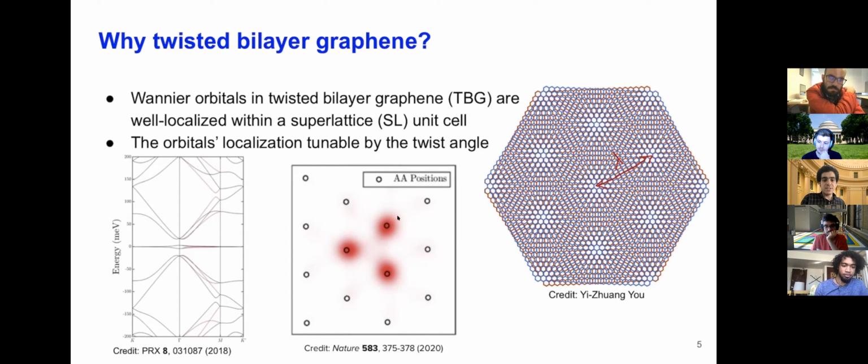These localized Wannier orbitals make twisted bilayer graphene a good platform to study the enhancement that can be related to any confinement. And especially because the degree of the localization that gives us the confinement and therefore the enhancement, the degree of this localization is tunable by twist angle.